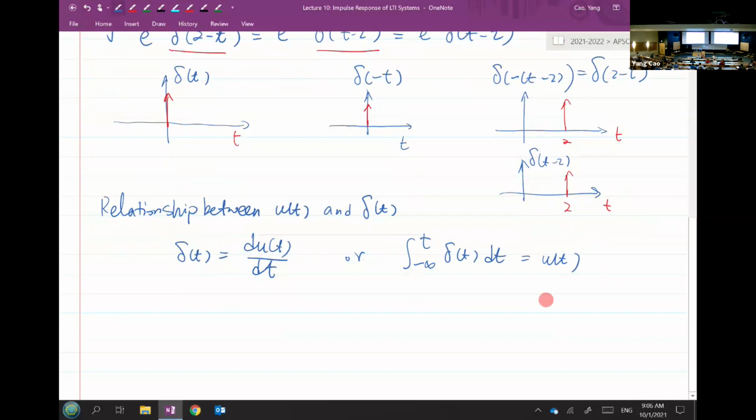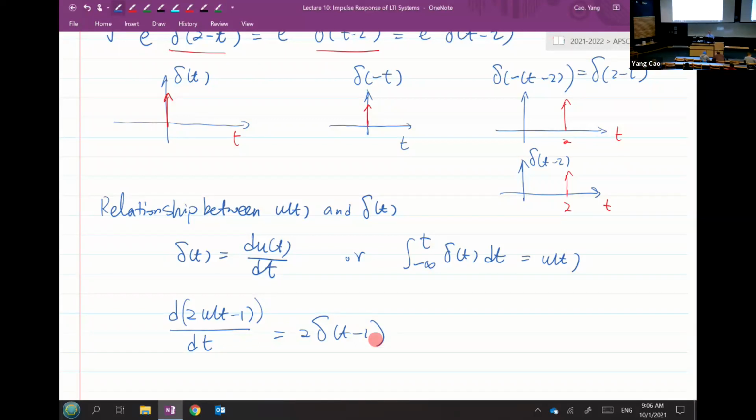So apparently, you can certainly expand the result a little bit, as I was showing at the end of the lecture. If we take a derivative of 2 times u of t minus 1, for example, then you're supposed to get 2 times delta t minus 1. So this is a natural expansion of the result. Let's continue here. Let me show you an example, and that'll be the conclusion of this impulse function topic.